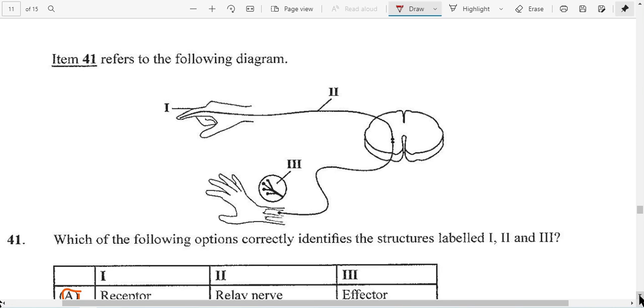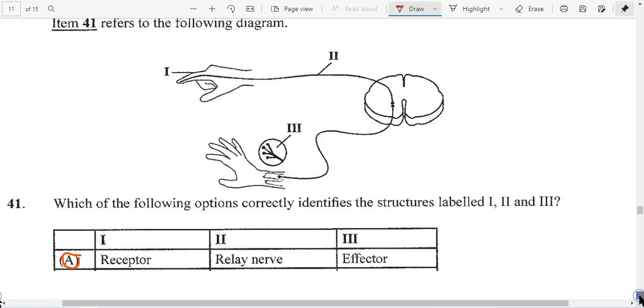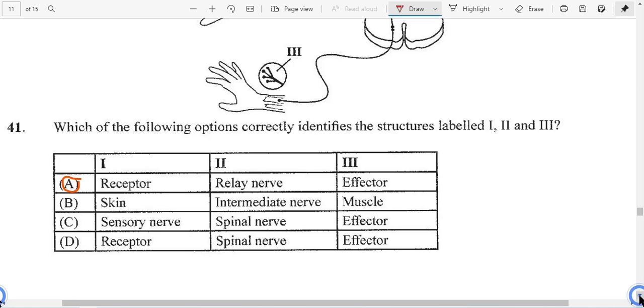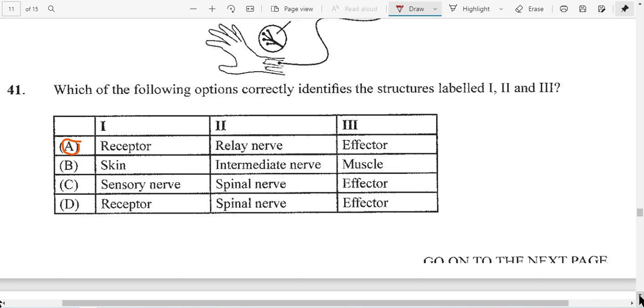We have to make the decision here. We might have to resort to elimination to, of course, answer this question. So let's look at it. Which of the following options correctly identifies the structures labeled 1, 2, and 3? So we chose A here, the receptor. It's the receptor picking up the information in the skin, not the skin.